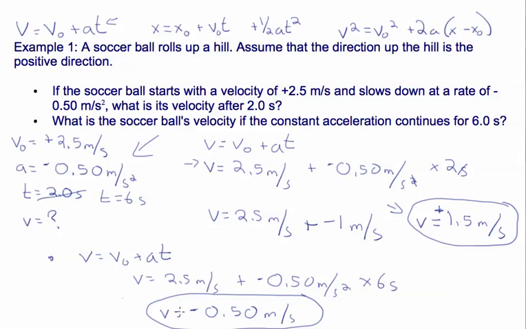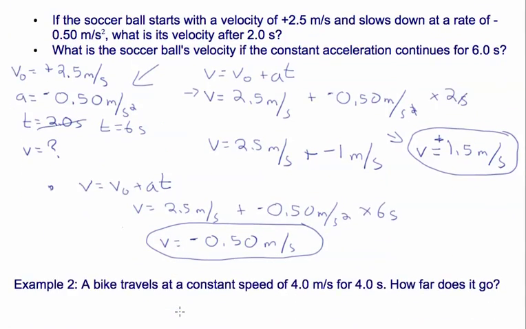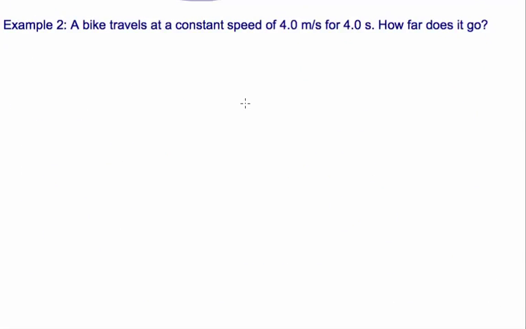Let's do another practice problem. So we have a bike traveling at a constant speed of 4 meters per second for 4 seconds. How far does it go? So always start by writing down what you know.